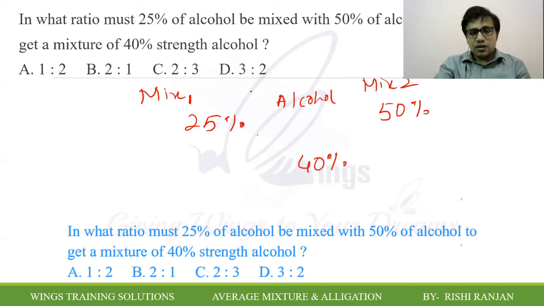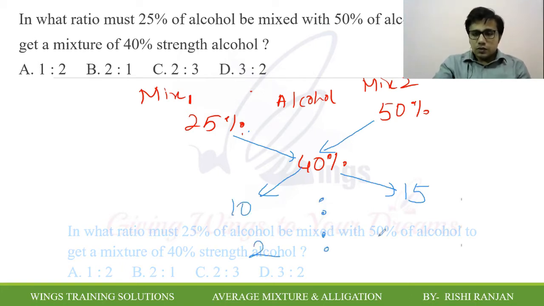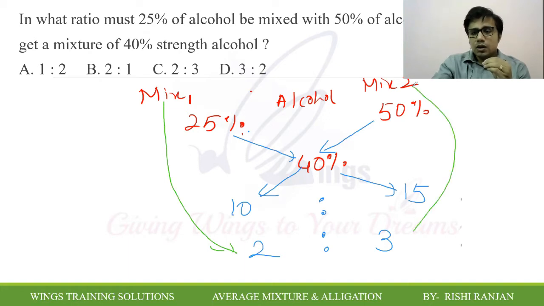In this alligation method, we'll take the cross difference. Okay, 25 and 40, the difference is 15, and 50 and 40, the difference is 10. Now the ratio we are getting here, 10:15, which is 2:3. This is the ratio in which mixture 1 and mixture 2 are getting mixed.